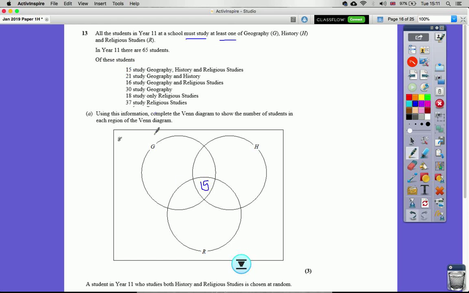15. Then it says 21 students study geography and history. Of them, 15 are here. So 21 minus 15 is equal to 6. That will go there. 16 study geography and RE. 15 are already there, so one student is going to be here.